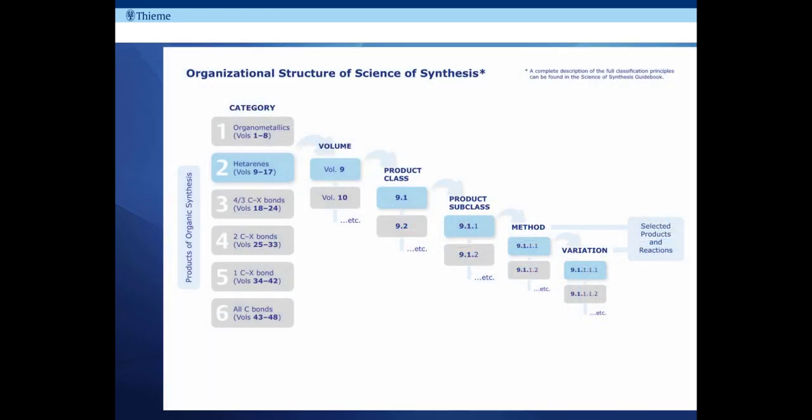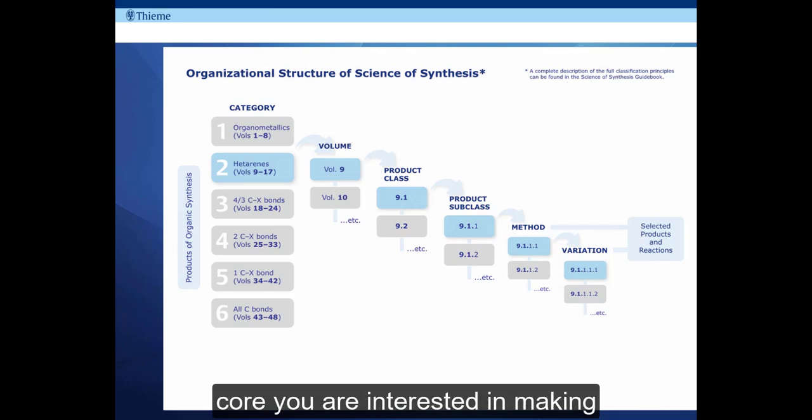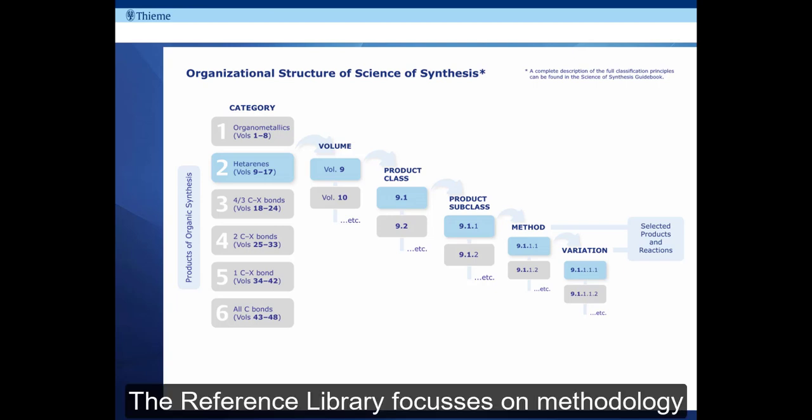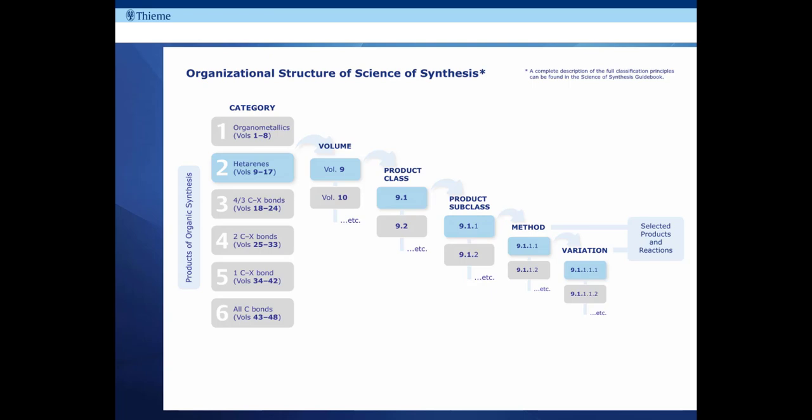The organizational structure of the core of Science of Synthesis is based on the type of molecule or functional group you are interested in making, whether that be organometallic, a heteroarene, a particular functional group, or a hydrocarbon, and we'll see this later in the product demonstration. Of course, we realize that this type of organization doesn't fit with all areas of chemistry, so to complement the core product-based structure, the special hot topics in the reference library focus on methodology or on important techniques or technologies.